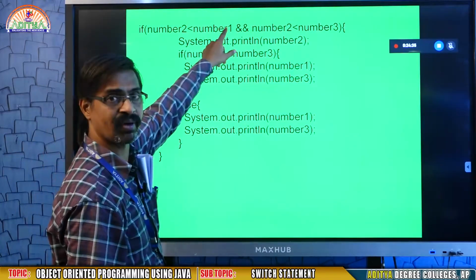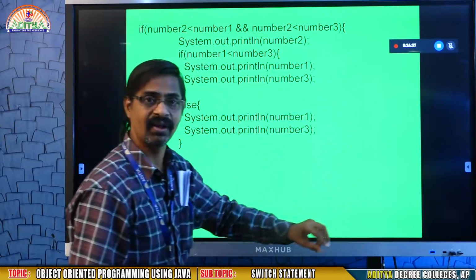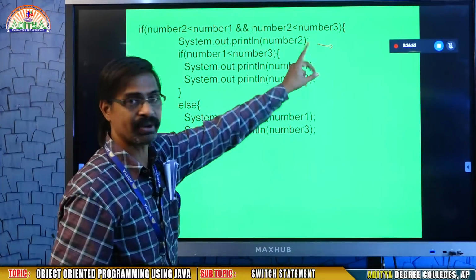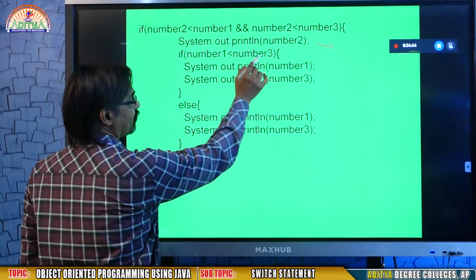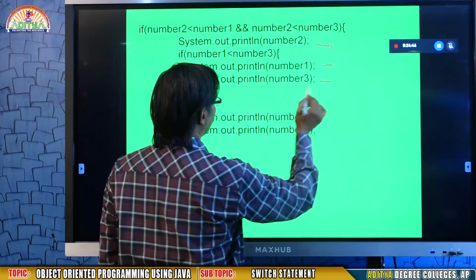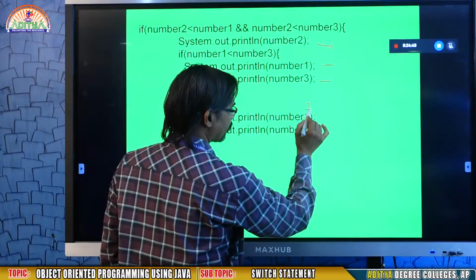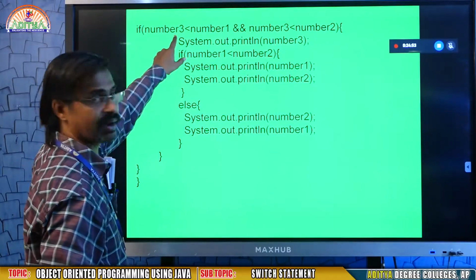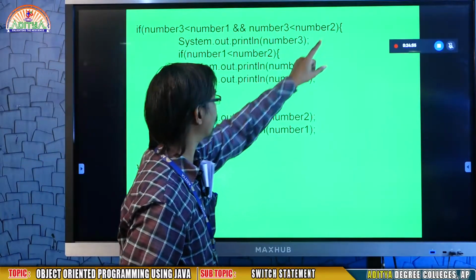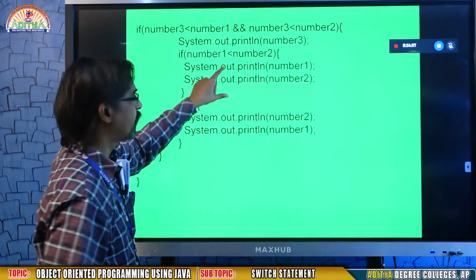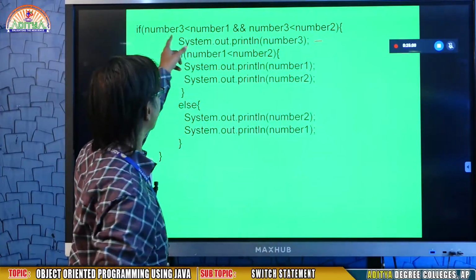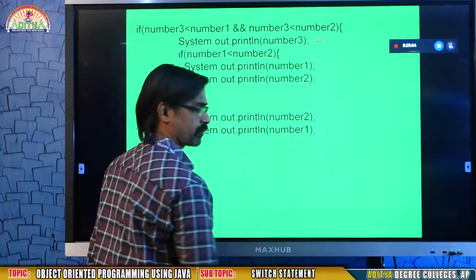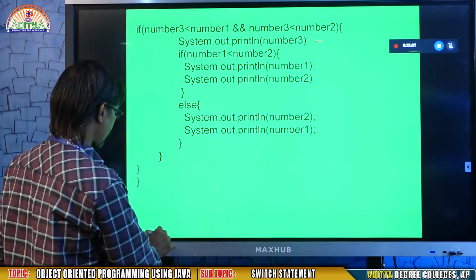If number 2 less than number 1, yes. Number 2 less than number 3, yes. Number 2 is small. Then the next, number 1 and number 3 will be there, so if number 1 less than number 3, then print number 1, number 3. In case not, print number 3, number 1. Likewise, in case the third number is less than number 1, and third number less than number 2, then you are going to print number 3 followed by the remaining 1 and 2. If 1 is less than 2, print 1, 2, otherwise 2, 1. This is my program.